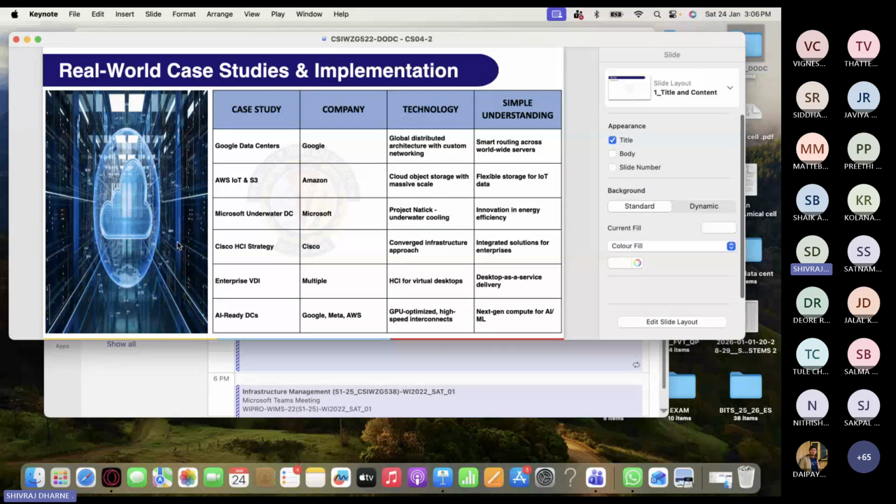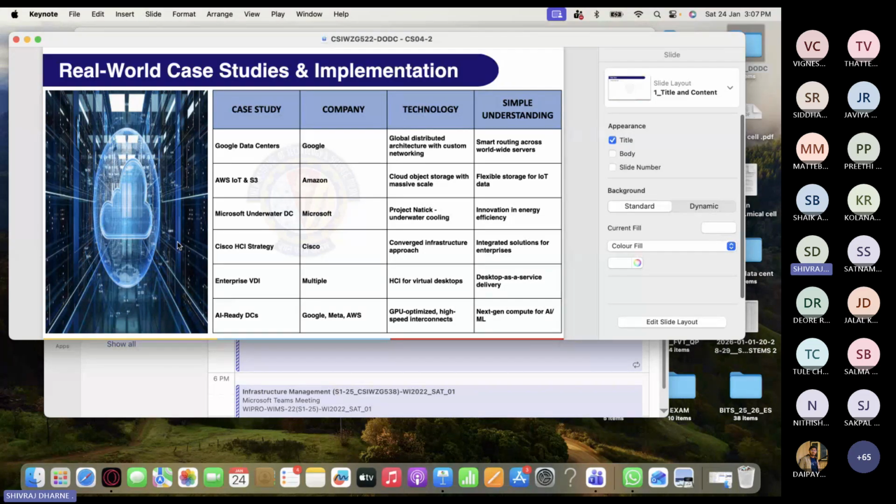Okay, real world case studies: Google data center, AWS IoT and S3. We talked about this in detail last time. Microsoft underwater also I talked about. Cisco HCI strategy, enterprise VDI. What is VDI? Enterprise VDI, does anybody know? What does VDI stand for? A lot of words are there, so you should know what enterprise VDI means.